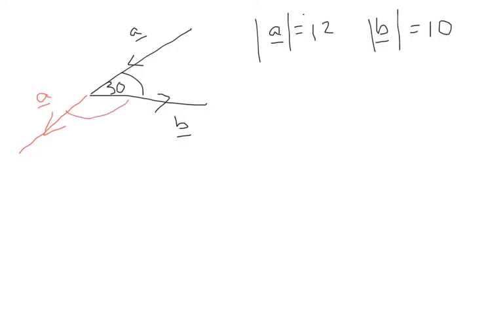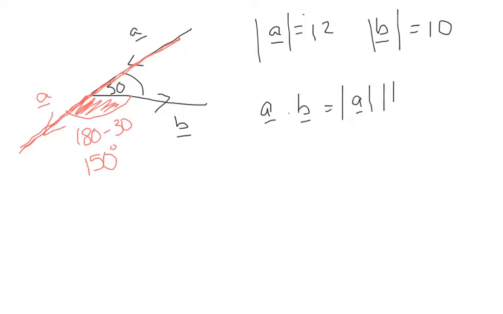Now we calculate this angle between A and B. A and A are in a straight line because they're parallel. So this red angle must be 180 subtract 30, 150 degrees. We use 150 degrees in the scalar product. So A dot B equals magnitude A, magnitude B, cos theta. 12 times 10 times cos 150.